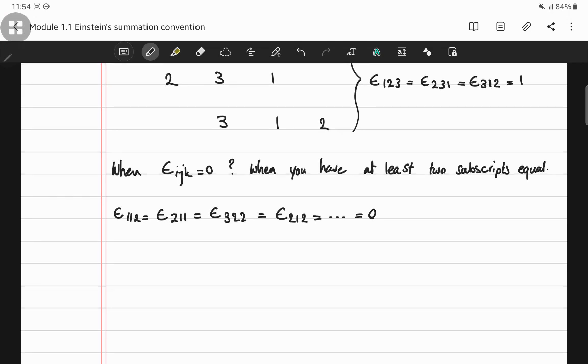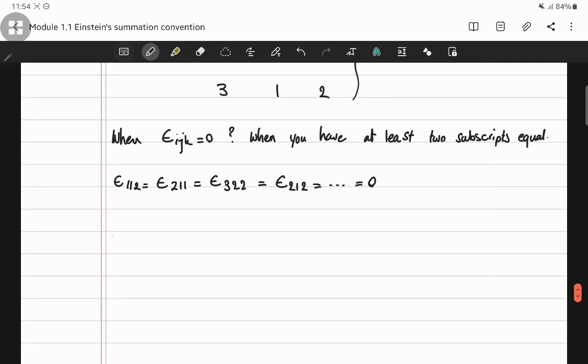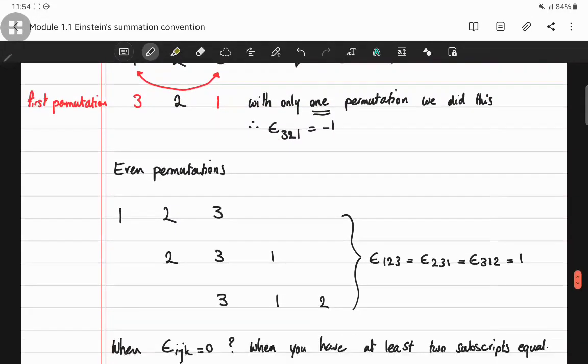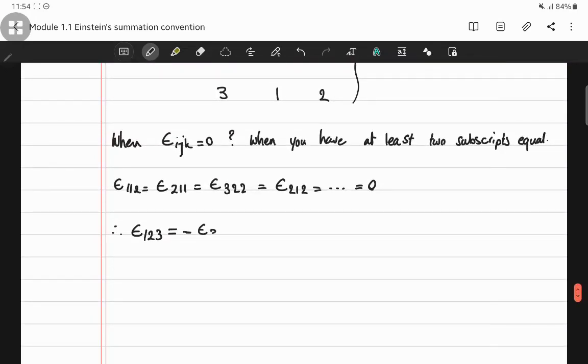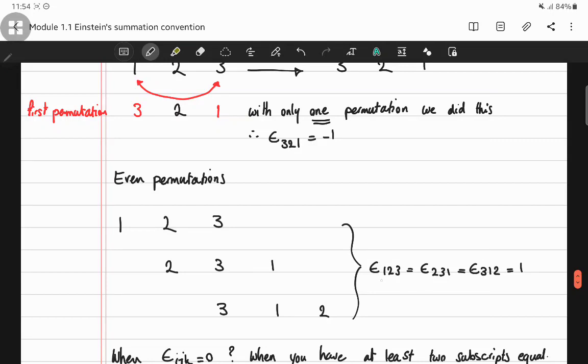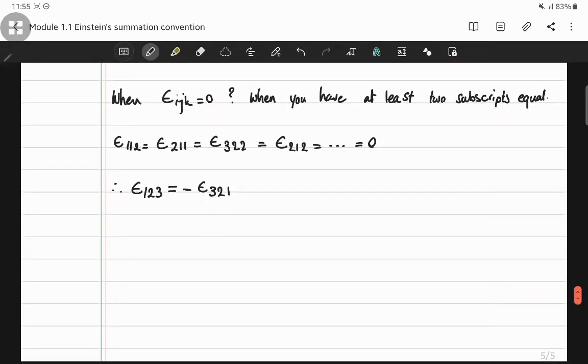We can also make another important conclusion here, that epsilon 1 2 3, as we noted here, is equal to minus epsilon 3 2 1, for example. So we already showed this here. So we have epsilon 1 2 3 is equal to 1, and epsilon 3 2 1 is equal to -1. So these are equal to each other up to a minus sign. But we can also extend this.